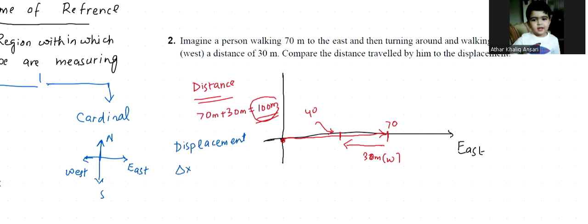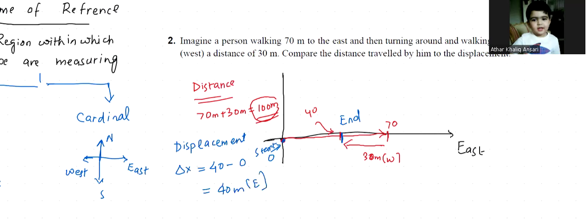So change in position means this is the start point, that is 0 point, and this is the end point, that is 40 point. So I can say final position is 40 meter and initial position is 0 meter. So I will say 40 meter, and you can see this is to the east direction. So 40 meter to the east.